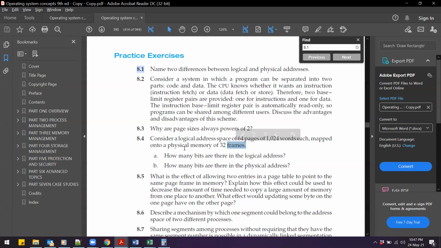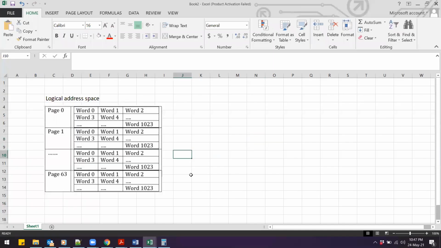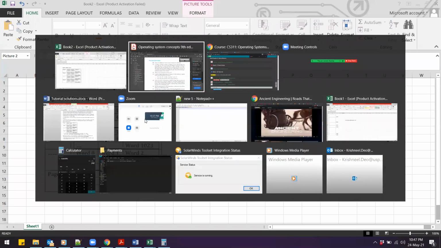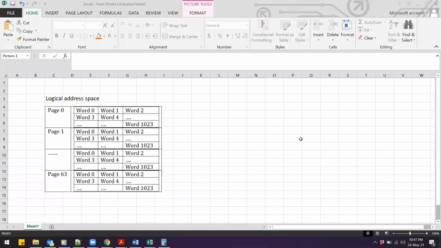So in this case, in the physical memory, there are 32 frames, and in the logical address space, there are 64 pages. So the diagram looks something like this. In the logical address space, there are 64 pages from 0 to 63, and in each page, there are 1024 words. It says each page has 1024 words each. So the words are numbered from 0 to 1023.